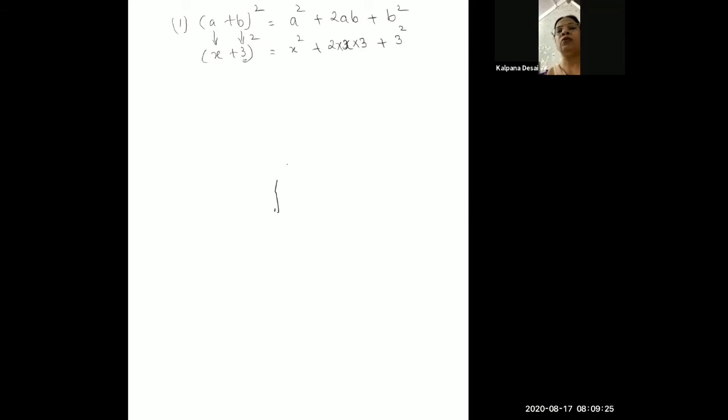B square means I have to take 3 square. So (x + 3) the whole square is equal to x square plus, now this is the second term, number will be multiplied with number, so 2 threes are 6x, plus here 3 square. 3 square means 3 into 3, that is 9. So my answer is x square plus 6x plus 9. This example is from the first formula.